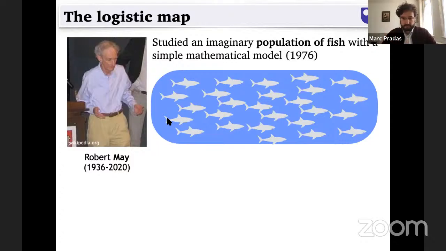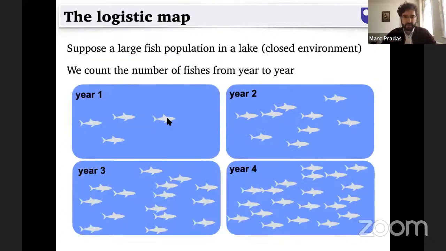So the idea was basically the following. Let's assume that there is a large fish population in a lake, and that means that we are in a closed environment. And we count the number of fishes from year to year. So let's say that in the first year, there are 4 fishes, and then there are 9 fishes, and so on and so on.